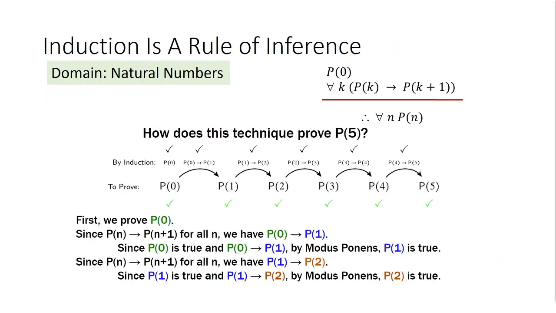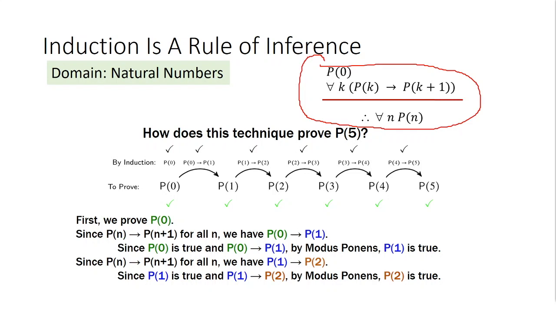Induction is a rule of inference, right? It is only available for natural numbers. So here we have the induction. First, P of 0 is true. Then for all k, P of k implies P of k plus 1 is true. Then for all n, P of n is true.